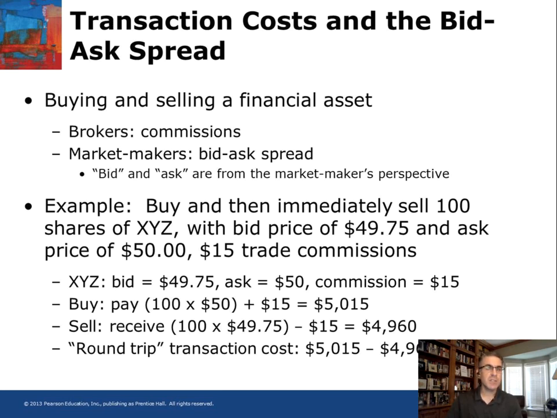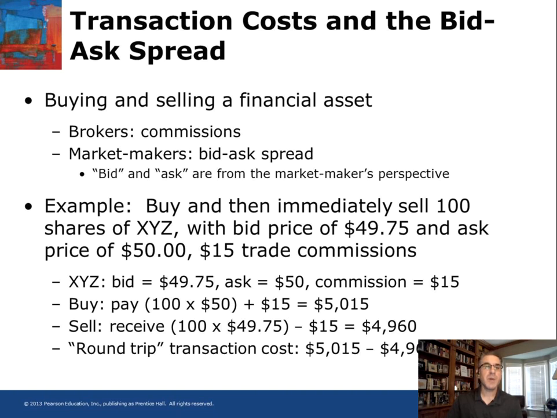So these transaction costs, commissions, and bid-ask spreads create some friction for investors and require them to be efficient in their trading. Here's an example. Let's say that you want to buy and then immediately sell 100 shares of XYZ stock. The bid price is $49.75 and the ask price is $50. The broker's commission is $15 per trade.